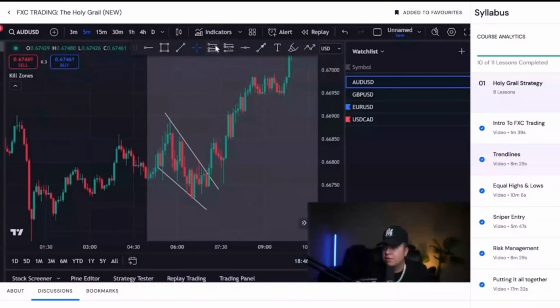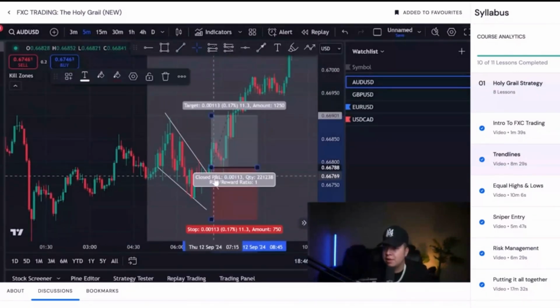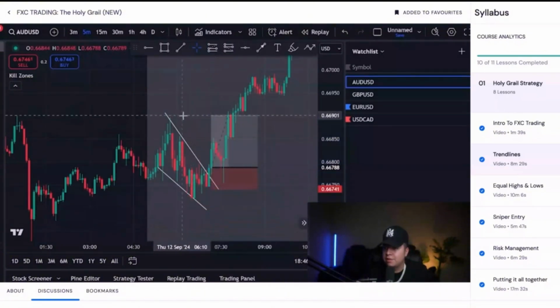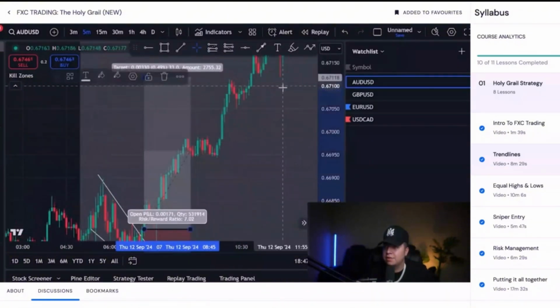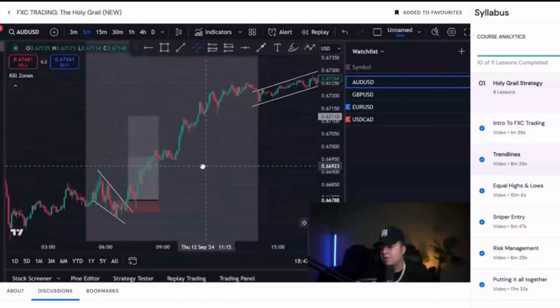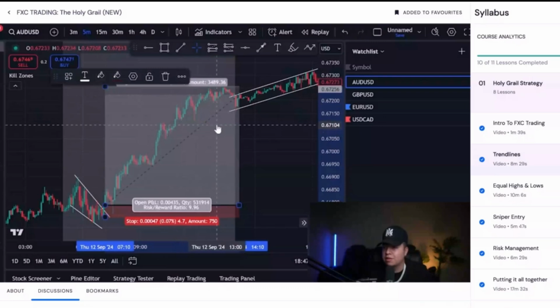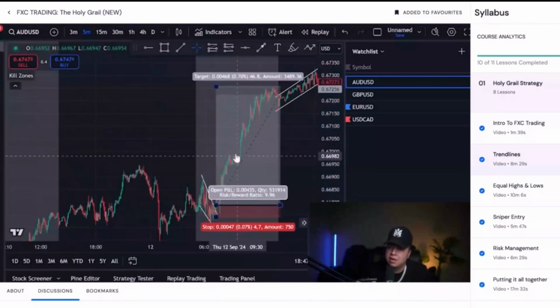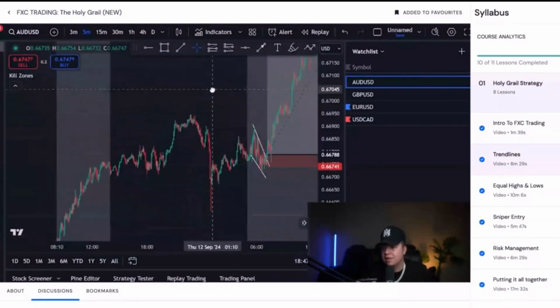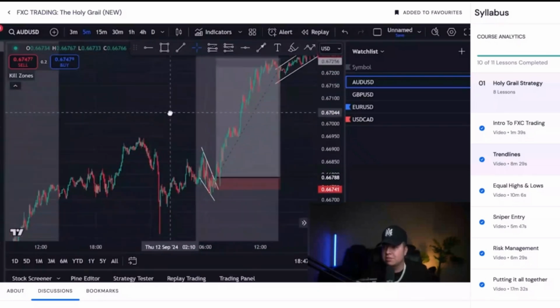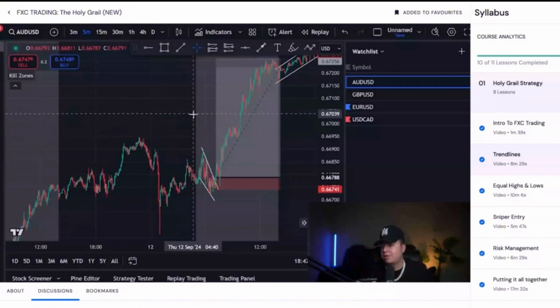Like this one right here, we would be entering right here. Stops below. And look at this. Look at this risk to reward, bro. This is why I call it the Holy Grail, because the win rate is ridiculous and the risk to reward is crazy. It's basically a 1 to 10 right here. It's a 1 to 10. Like, come on, bro. You're in for a treat. This is really about to change your life if you lock in. If you lock in, bro, it's over with, bro.